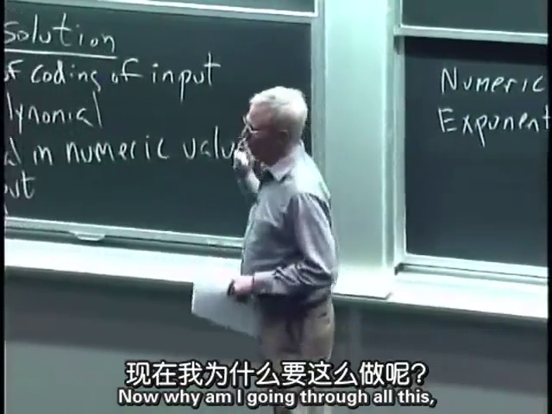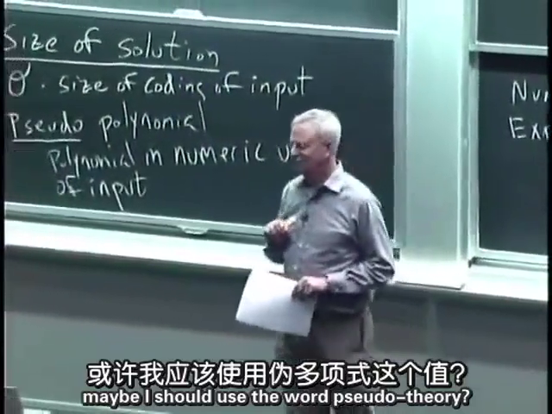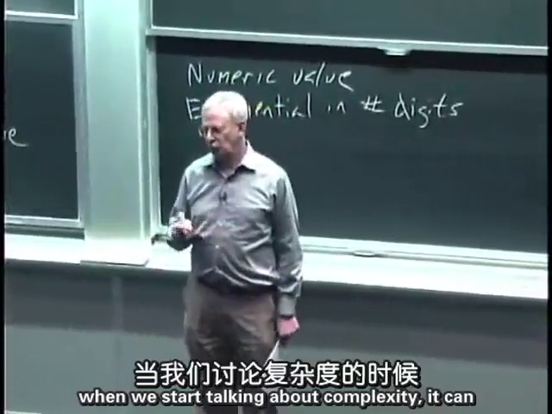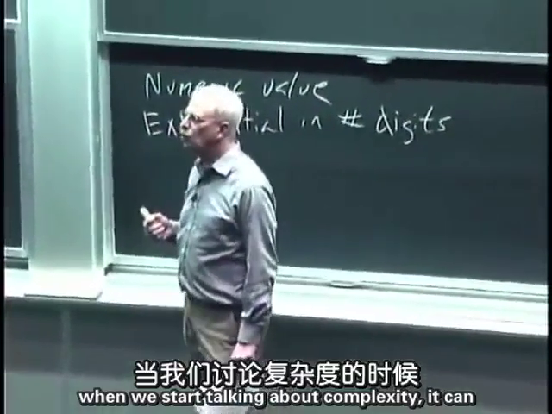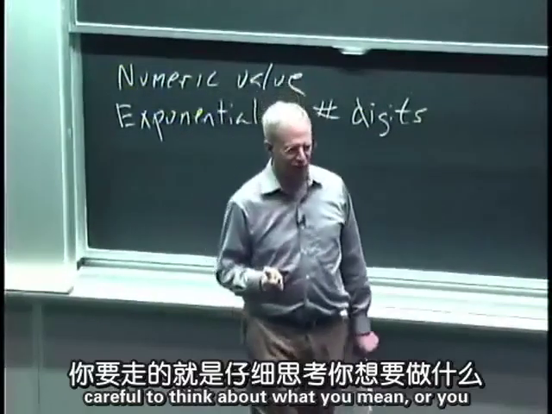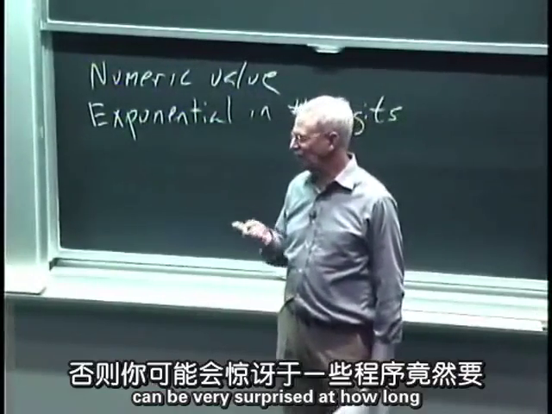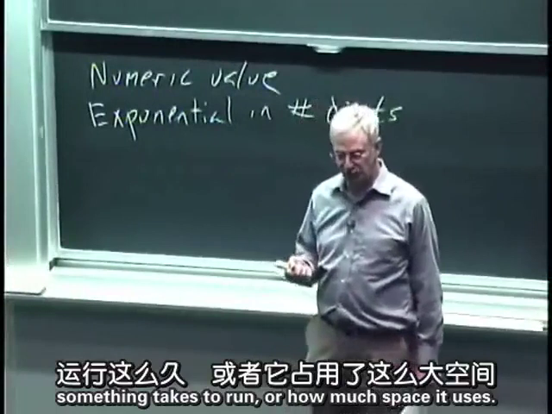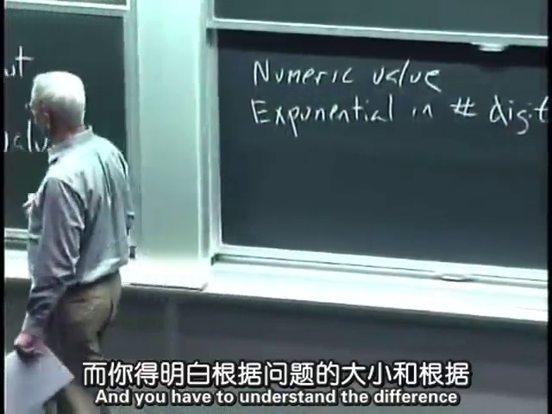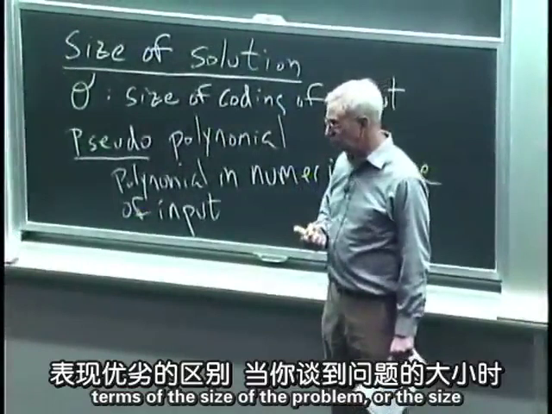Now, why am I going through all of this? Maybe I should use the word pseudo-theory. Only because I want you to understand that when we start talking about complexity, it can be really quite subtle. And you have to be very careful to think about what you mean, or you can be very surprised at how long something takes to run or how much space it uses. And you have to understand the difference between, are you defining the performance in terms of the size of the problem or the size of the solution?